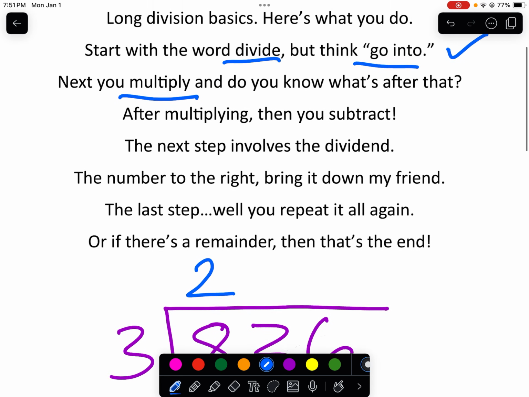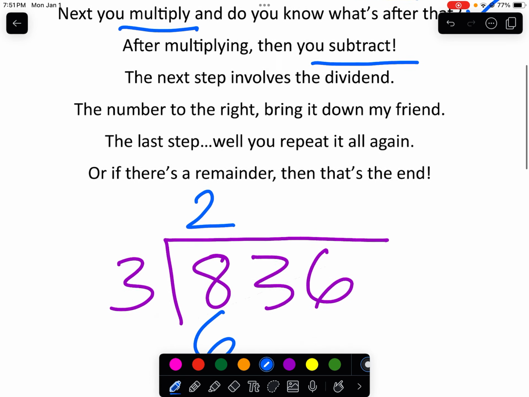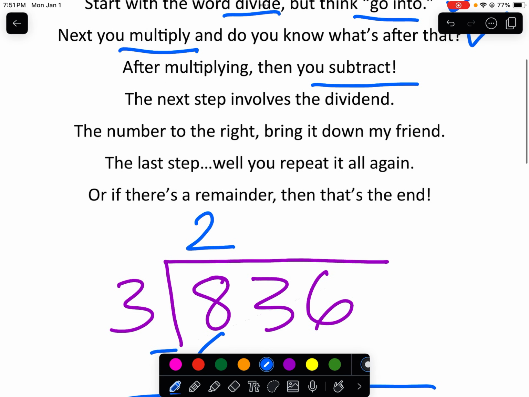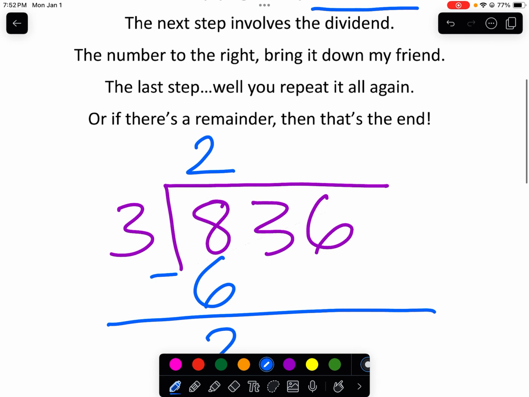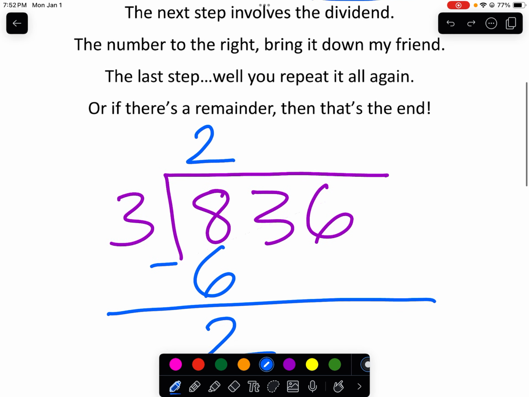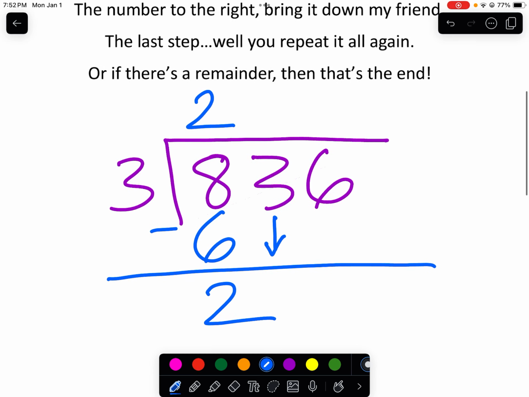6. Next you multiply, and do you know what's after that? After multiplying, then you subtract. So I got to subtract 6 from 8. That gives me 2. The next step involves the dividend. This is the dividend here. The next step involves the dividend. The number to the right, bring it down, my friend. So basically, we've done this section here, this part of the problem, the steps of long division here. So the number to the right, 3, bring it down, my friend.